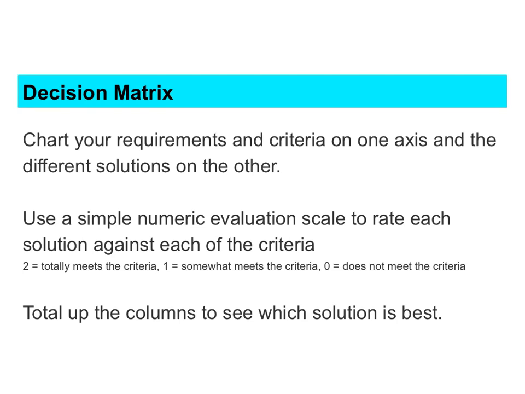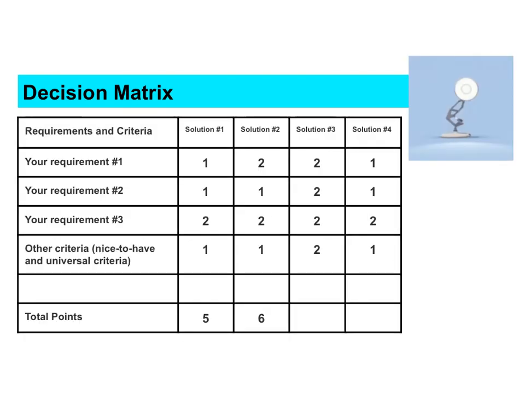Using a simple numeric evaluation scale, you can rate each solution against one of the criteria. You total up the columns and see which solution is best. Let me show you an example. Here's an example of a decision matrix. Across the top, you have the different solutions that you've come up with. Down the side, you have the different requirements for the design.